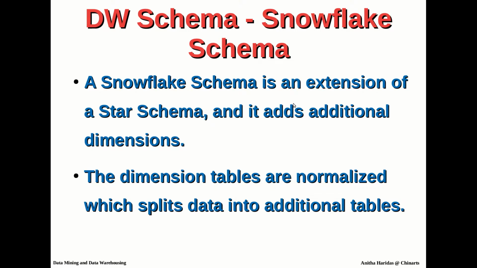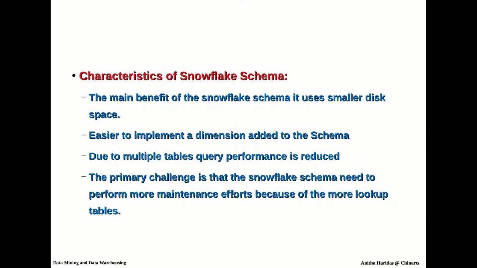So snowflake schema is nothing but an extension of star schema. It adds additional dimension tables, and the dimension tables are normalized, which splits the data into additional tables. So these are some of the characteristics of snowflake schema. The main benefit of snowflake schema is that it uses smaller disk space and it is easier to implement because a dimension can be added easily to the schema.